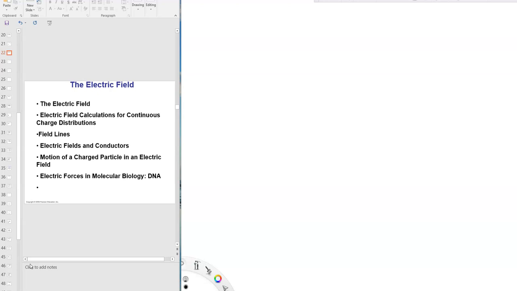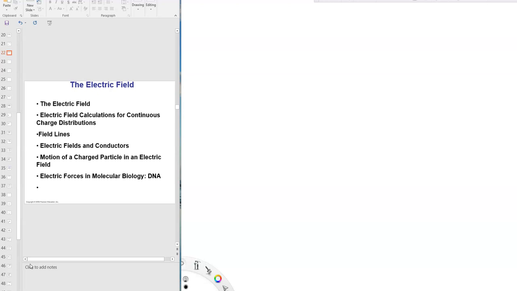We talk about field lines in general, the motion of a charged particle in an electric field, and then maybe we'll go over some conceptual stuff, like how this idea of electric forces and electric field applies in biological topics, right?